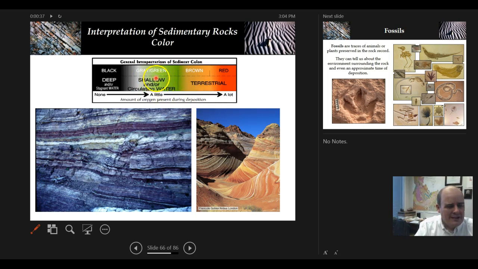Green and gray tend to be kind of more shallow, and if you get all the way up to the top, that means that sediment has been interacting with oxygen, so you tend to get iron oxide, and you get these red beds, right?